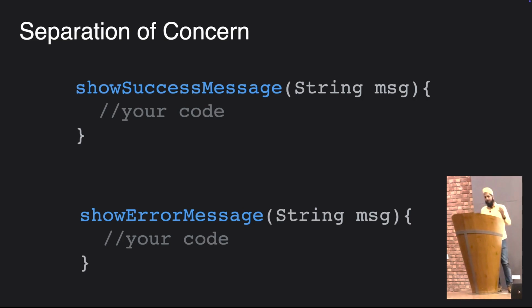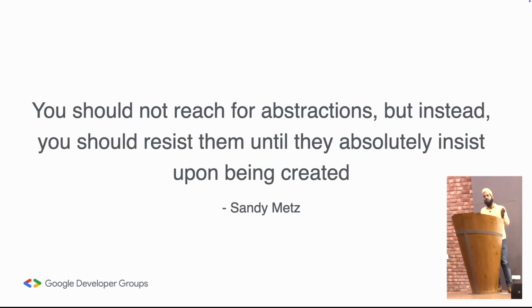So this is a quote by Sentiments, that you should not reach for abstractions, but instead you should resist them until they are absolutely needed instead of being created. Basically that means that you should wait until you see an abstraction. Don't do it from day one. Wait until you see enough repetition of that problem, then do abstraction, like creating an interface or abstract class or something like that.